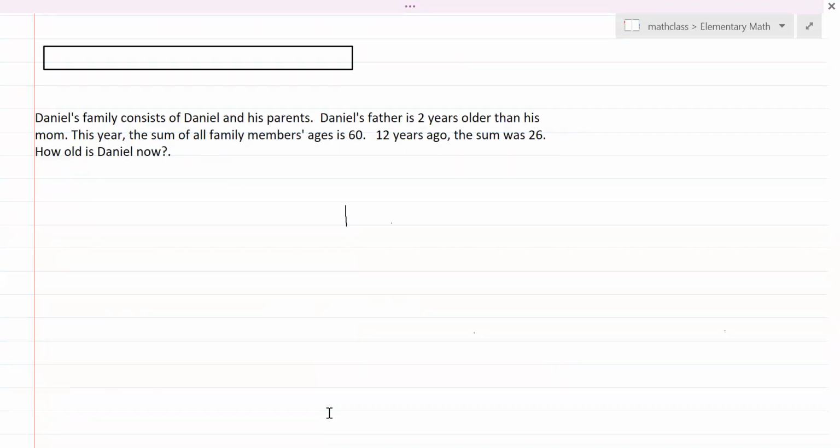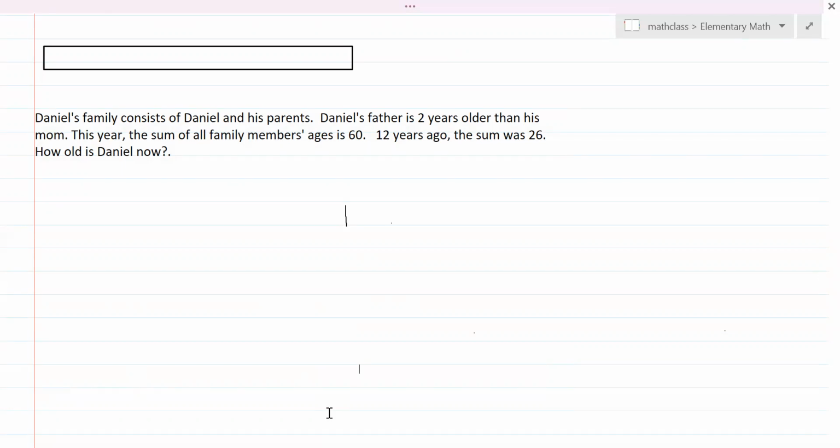Daniel's family consists of Daniel and his parents. So that means 3 people here, right? Daniel's father is 2 years older than his mother. This year, the sum of all family members' ages is 60, but 12 years ago, the sum was 26. How old is Daniel right now?